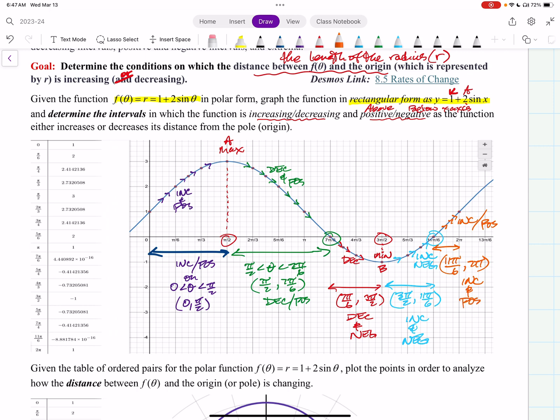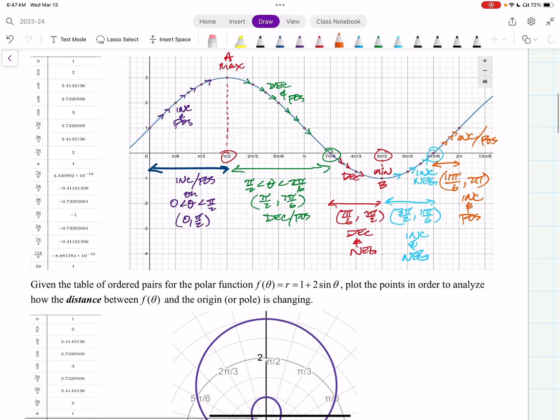How is this related to the distance of the radius, or the distance from the point to the pole? And how is it related to whether it's going away from the pole as we go from 0 to 2 pi, or getting closer to the pole? How is that distance changing? That's what we want to figure out right now.